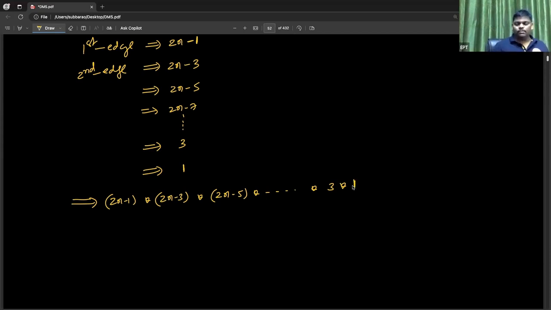This is the answer for this one. If you solve this one, the answer you are going to get is (2n)! divided by 2 power n into n factorial. Remember this formula: 2 power n into n factorial. Both are similar. (2n)! by 2 power n by n factorial. Above one and below one, both are similar.